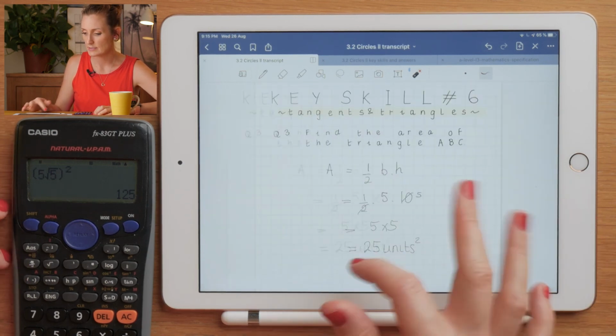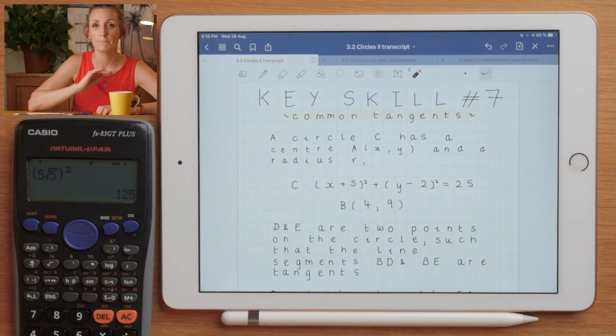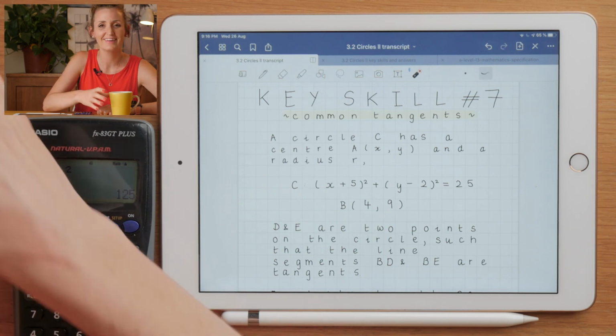So in key skill 7, we're going to be looking at when you have not only one tangent, but 2 tangents.